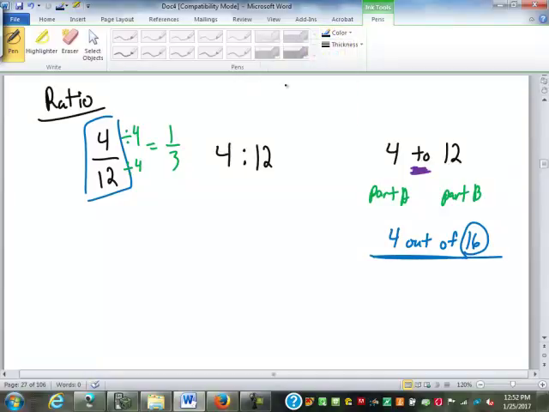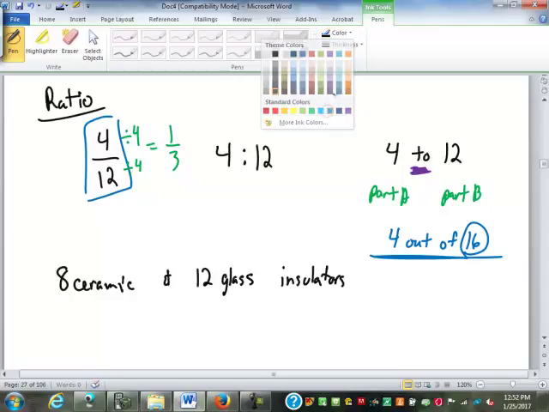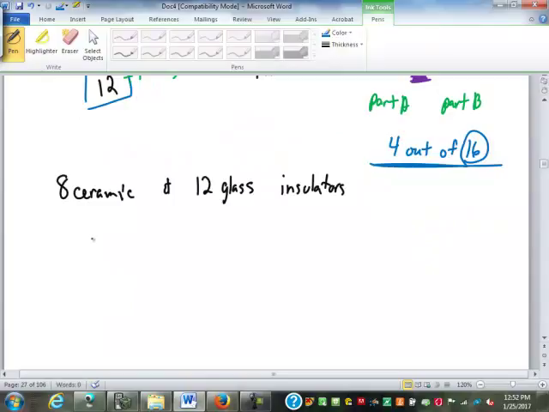Kind of like if I had, let's say, 8 ceramic and 12 of the old glass insulators. I could do a ratio here of 8 ceramic to 12 glass. That'd be 8 to 12. Or I could do 8 out of, what would the total be? 20 total.